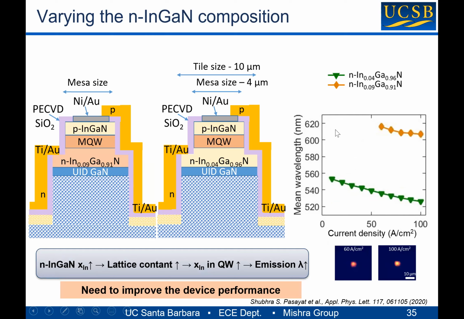However, there was a problem here. We could not detect the electroluminescence of these devices below 60 amps per centimeter square, and the peak efficiency we could achieve at 100 amps per centimeter square was just 0.001%. So we needed to improve the device performance.